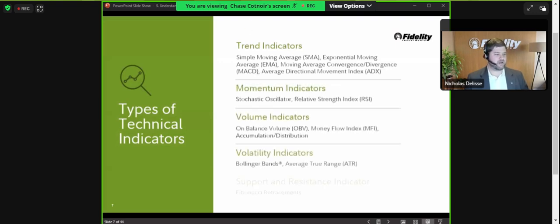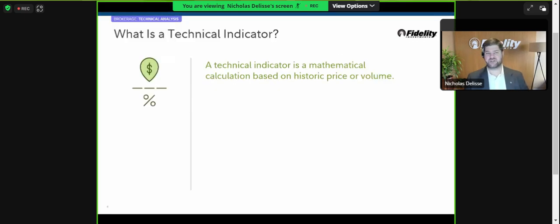And keep in mind that all of these indicators are simply tools, and you don't want to miss the forest for the trees. That becomes really important because many traders that I've worked with, and I'm sure Chase has had the same experience, get so caught up on, well, which indicator is the best indicator? And there's not a best indicator.